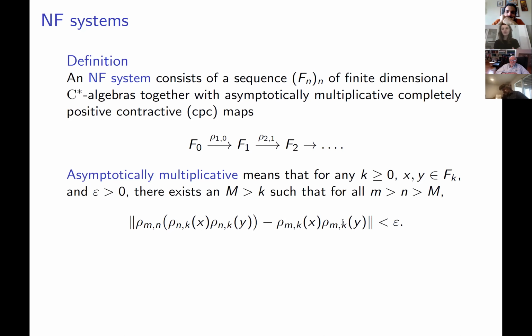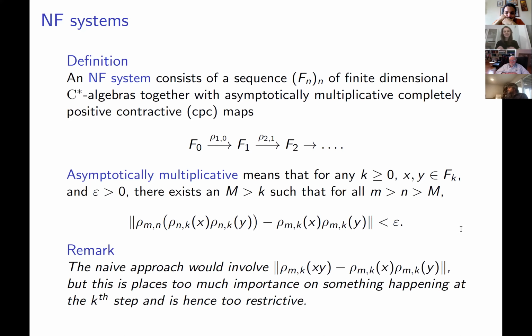So this is supposed to get close to multiplicativity. Multiplicativity would tell you that rho_mk of xy is equal to rho_mk of x times rho_mk of y. I should remark that this is more complicated than the naive approach. The naive approach would be to say, okay, instead of this complicated expression, I want to look at rho_mk of xy minus rho_mk of x times rho_mk of y. But this really does place too much importance on something that's just happening in the kth C-star algebra, at the kth step, and it introduces too much of an error and it's too restrictive. So we actually do end up with pretty technical looking statements like this.